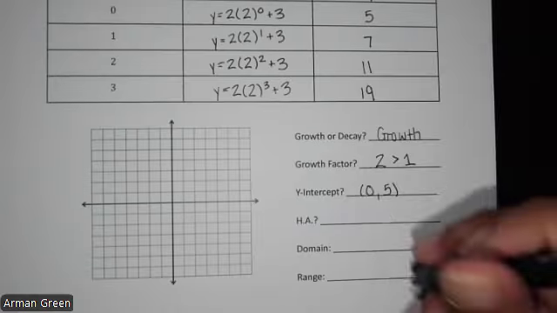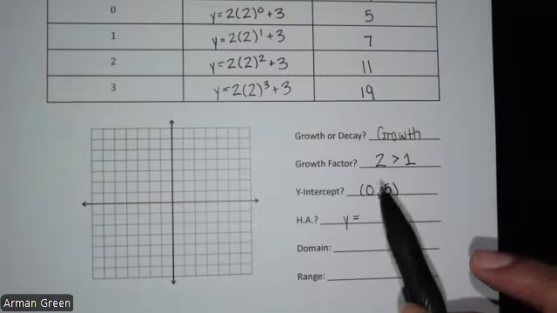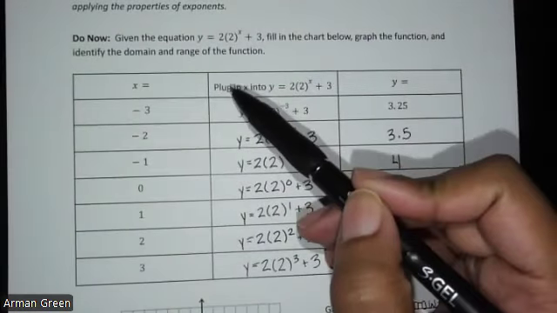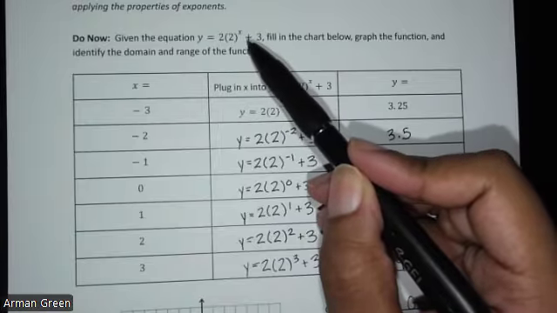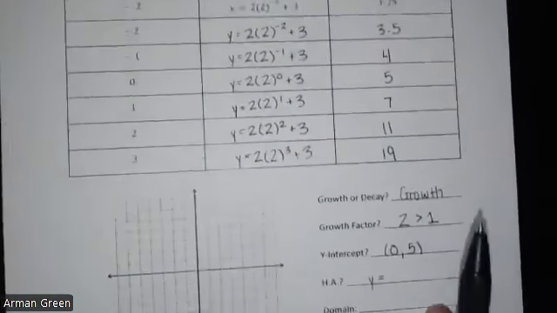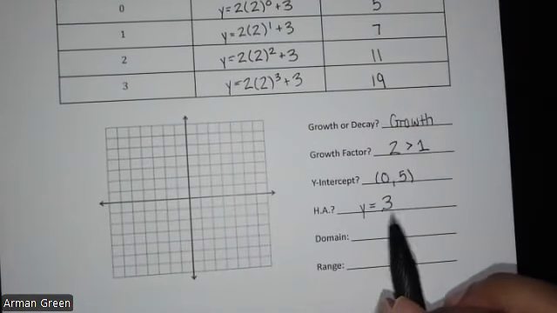Now for our horizontal asymptote, we look at y equals your k value. Your k value is whatever you're adding or subtracting at the end of your function. In this case, since we're adding 3, that is going to be our horizontal asymptote. So y equals 3.